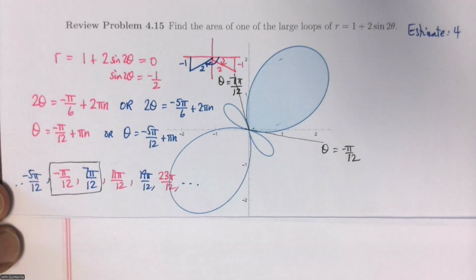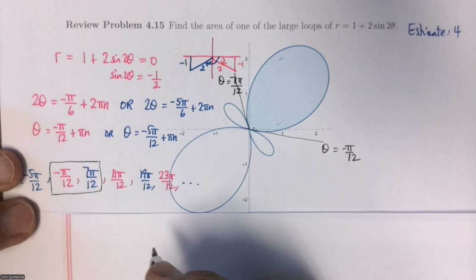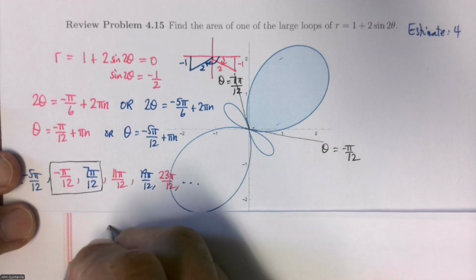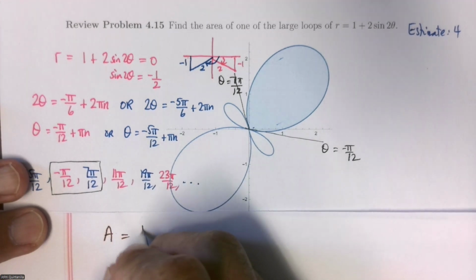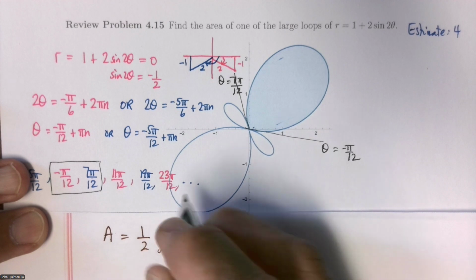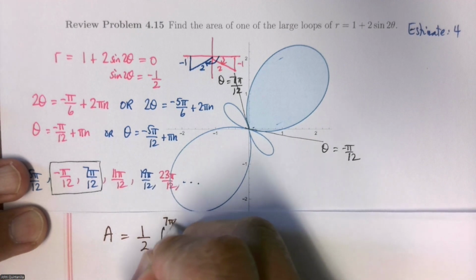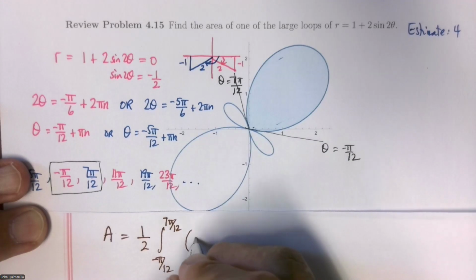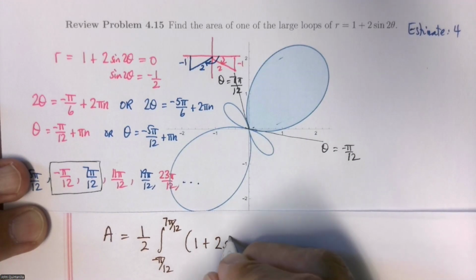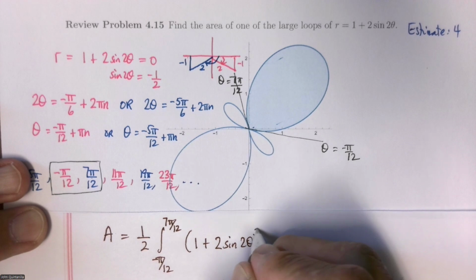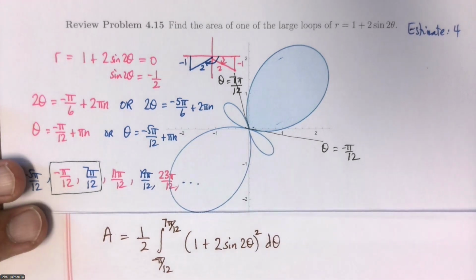Okay, so the area in question is going to be 1/2 times the integral from negative pi over 12 to 7 pi over 12 of 1 plus 2 times the sine of 2 theta, squared, d theta.